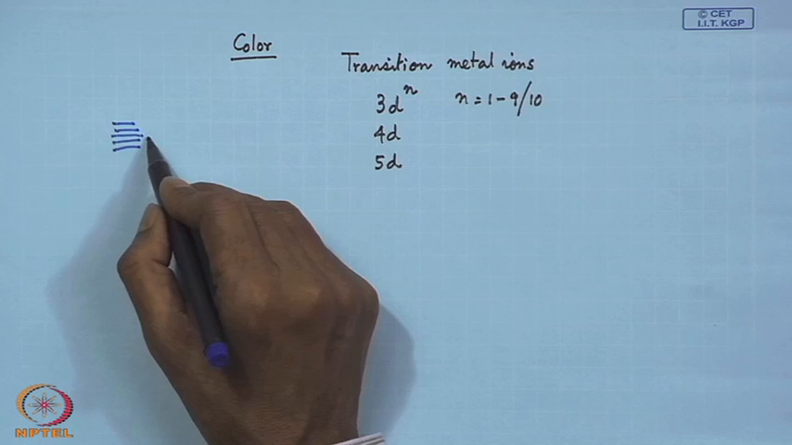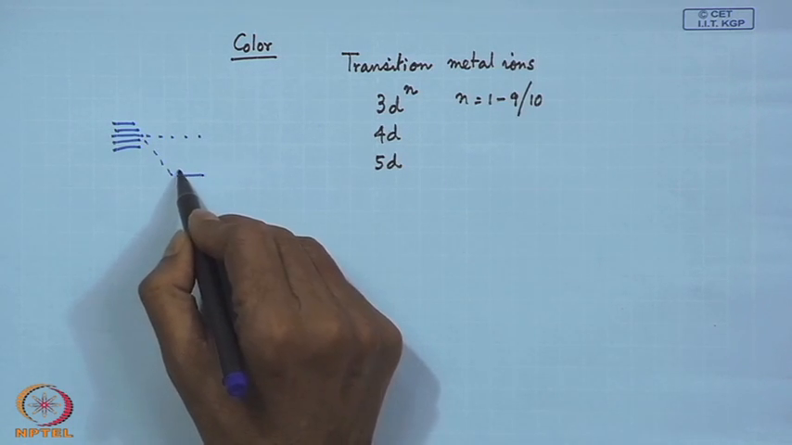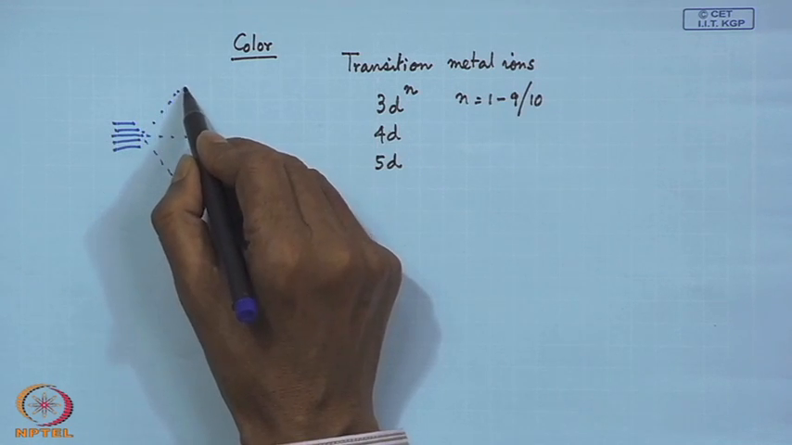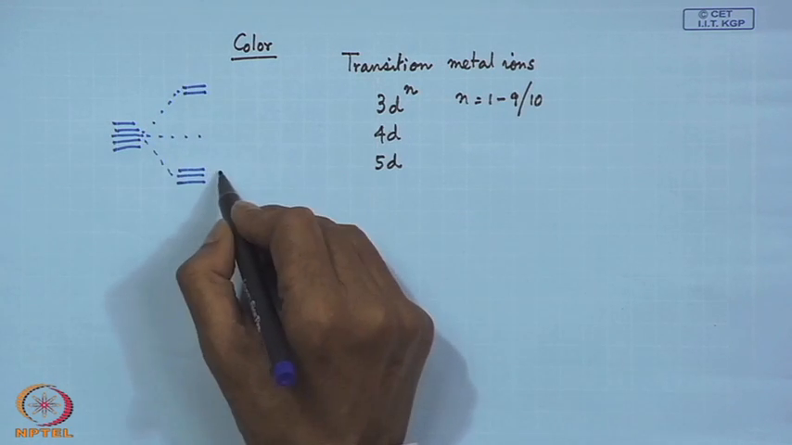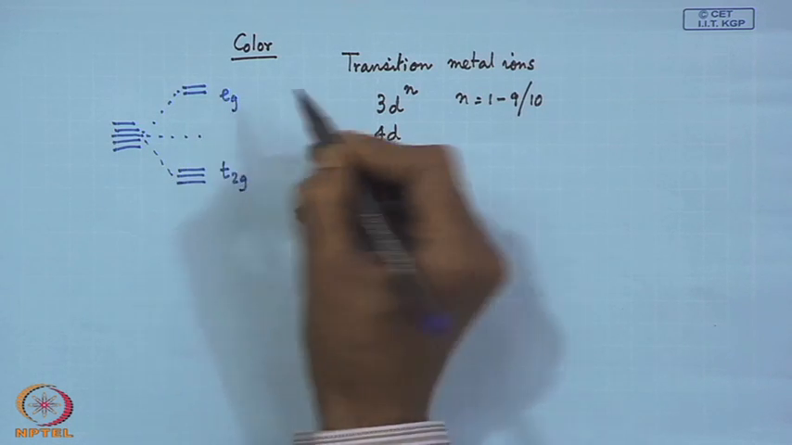the octahedral crystal field, and as we all know now, it will be split into two sets, one is the corresponding t2g set and another is the corresponding eg set. So, we have the t2g set and the eg set.